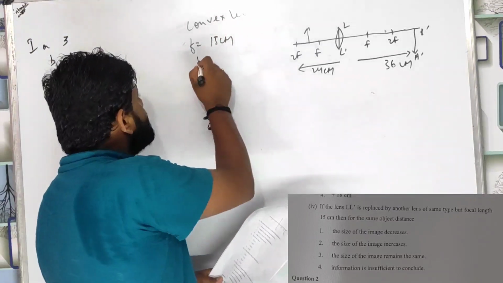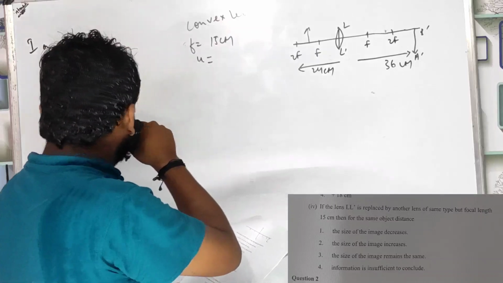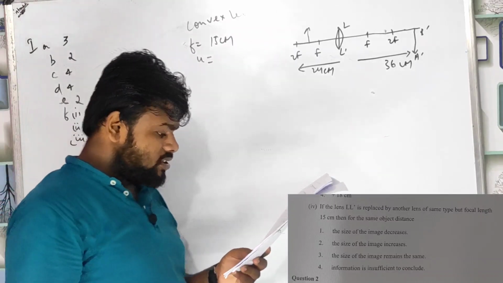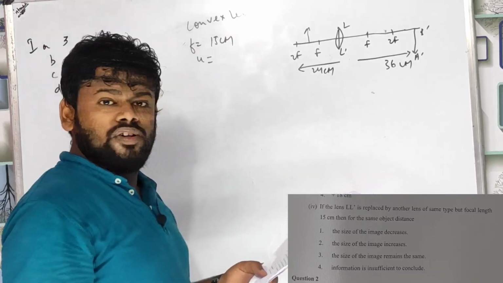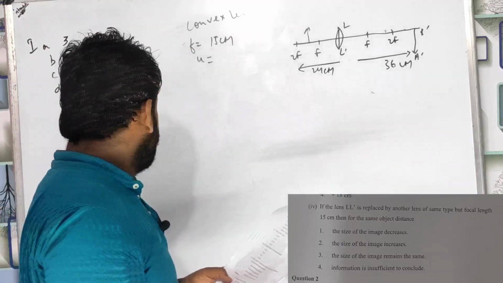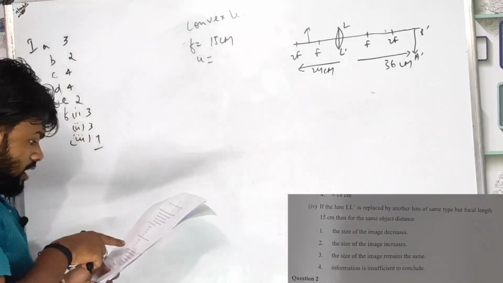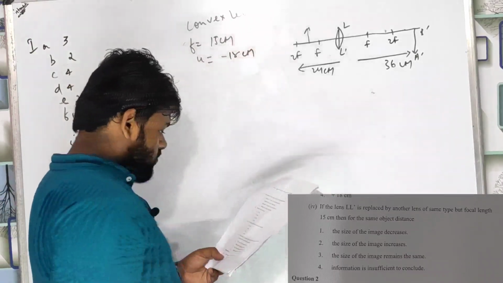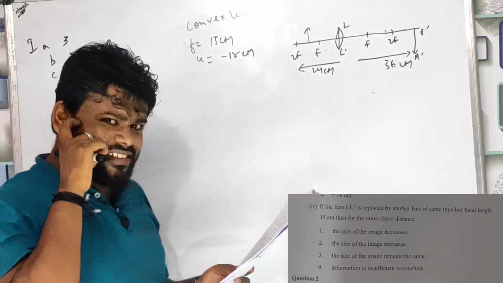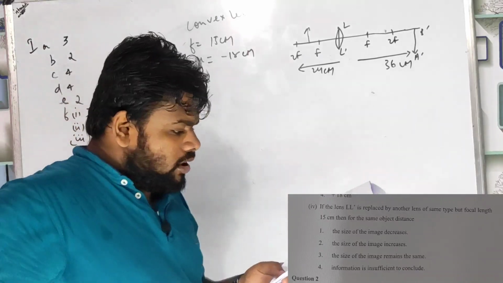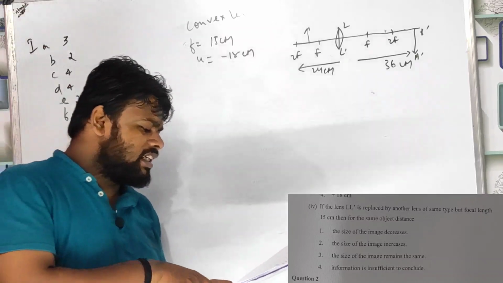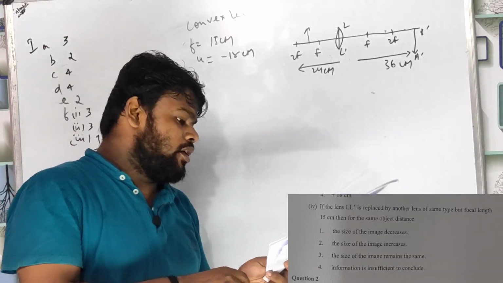Same object. What was the object we got? What was the object distance we got? I forgot. I have erased. I think minus 18 centimeter. Yeah, minus 18 perhaps I got. Anyway, I remembered minus 18. But focal length 15 centimeter. Then from the object is 10.